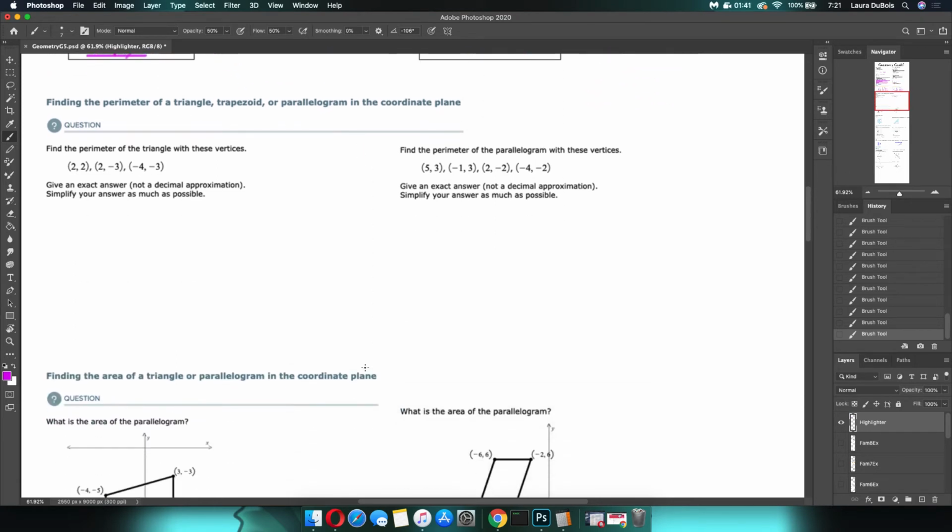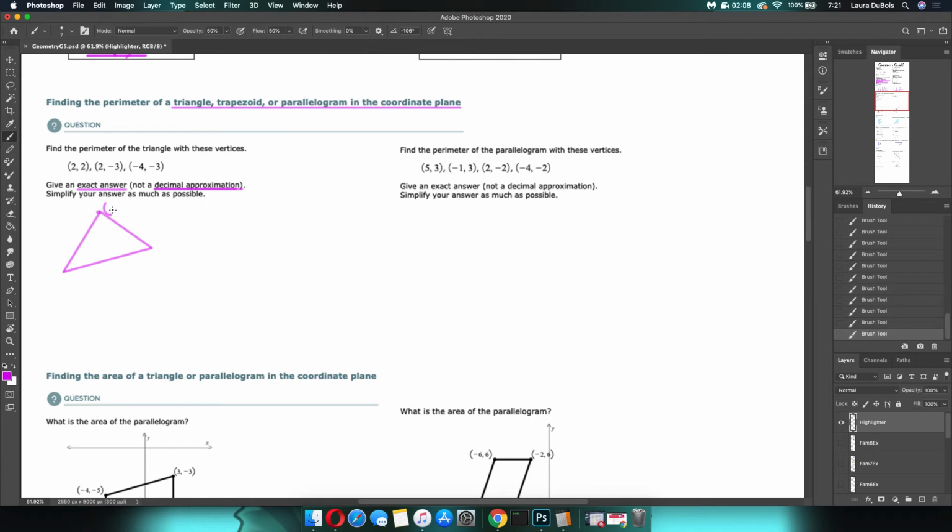Well, here we go. We have a triangle, trapezoid, and parallelogram on the coordinate plane. So give an exact answer means already that we're going to have some ugly decimals, but specifically not just ugly decimals. We'll find out as we get there. Simplify your answer as much as possible. So find the perimeter of the triangle with these vertices. So there's one, there's another, there's another.